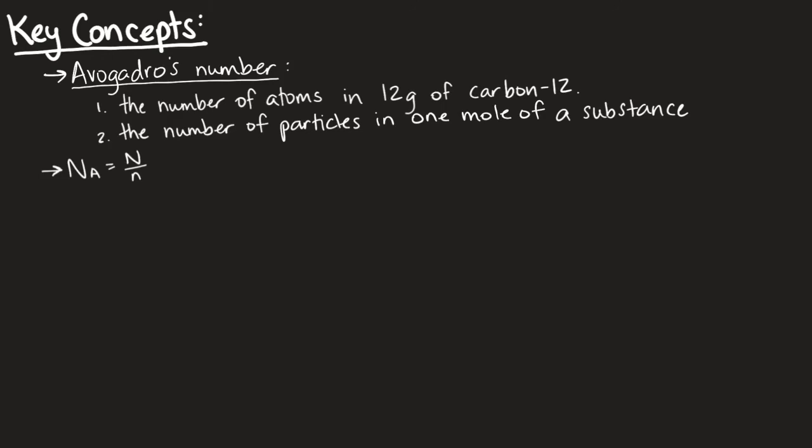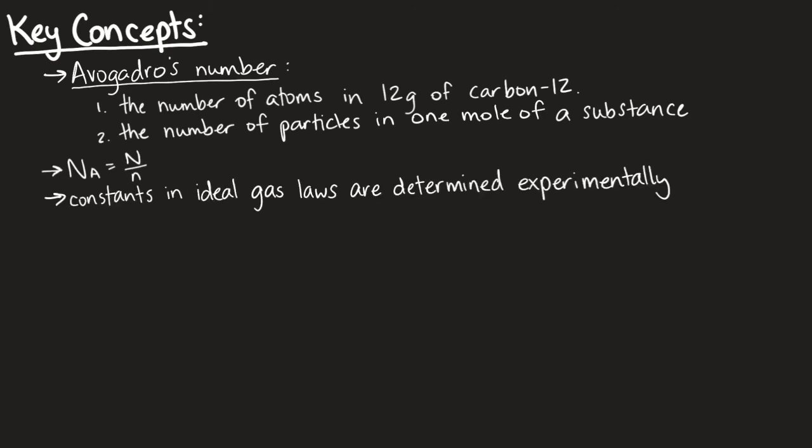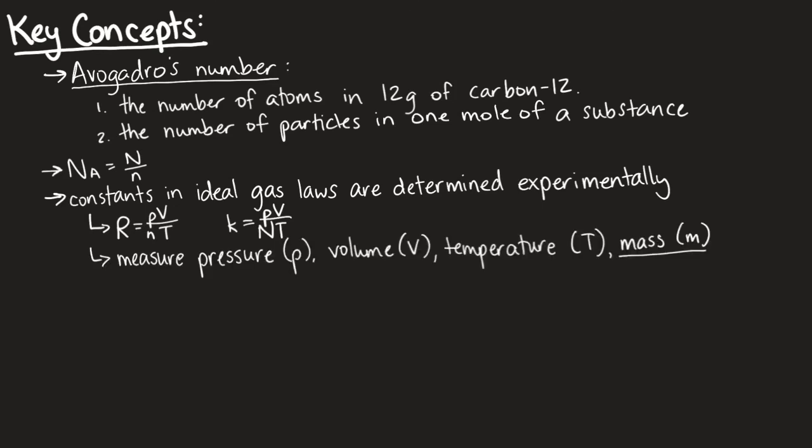If you're not doing chemistry, I'd recommend that you just memorise the second definition of Avogadro's number, since you need that equation and they link together. The constant and the ideal gas laws are determined experimentally. And then we use the rearrangement of our ideal gas laws to determine R and K. So in order to determine our molar gas constant R and our Boltzmann constant K, we need to measure the pressure, the volume, the temperature, and the mass, although the mass isn't used in these equations directly.